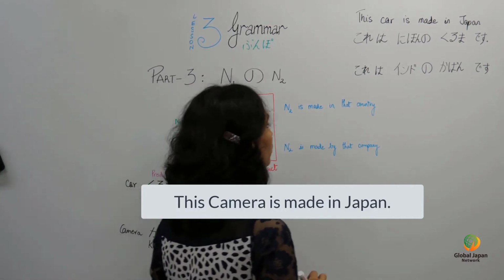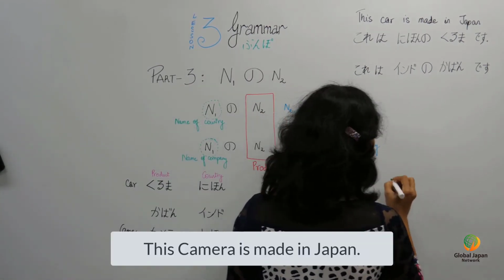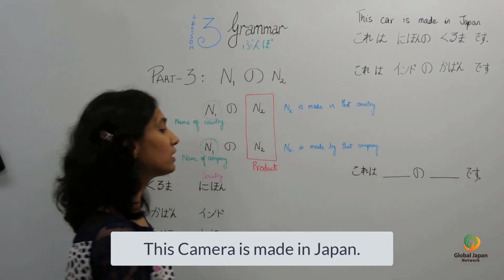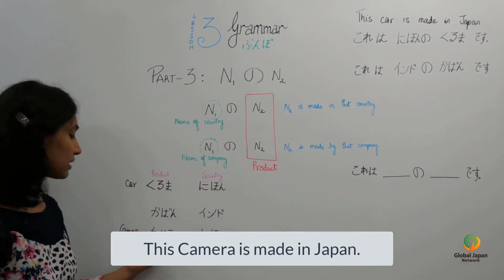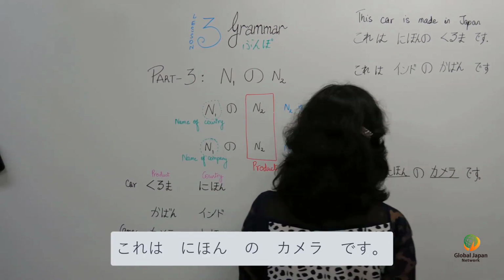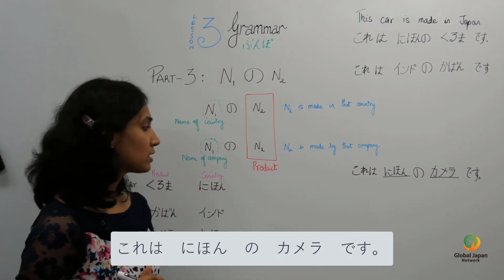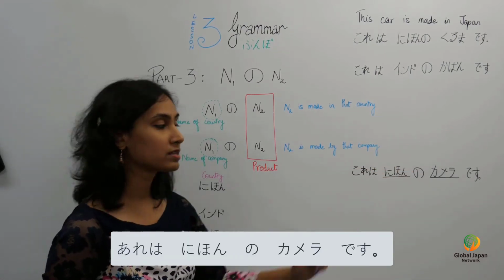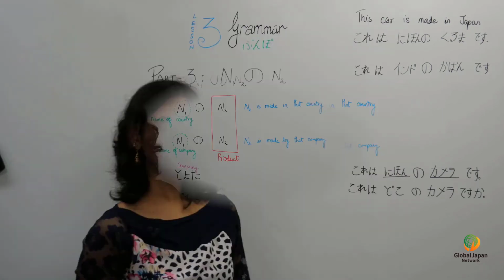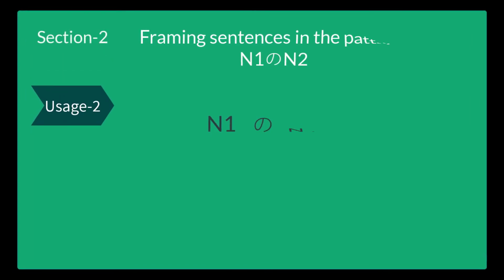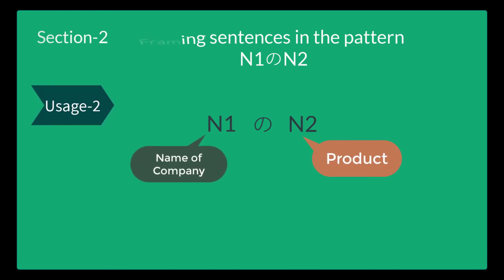Let me frame out the sentence for that. Kore wa dash no dash desu. Can you put the words here? The product is camera. The country name is Nihon, Japan. Kore wa Nihon no camera desu. Sore wa Nihon no camera desu. Are wa Nihon no camera desu. You could put any of the demonstrative words. Looking at the last usage of the particle no.